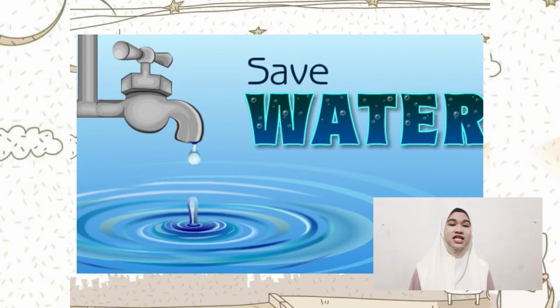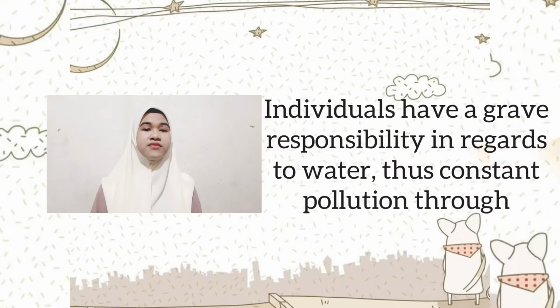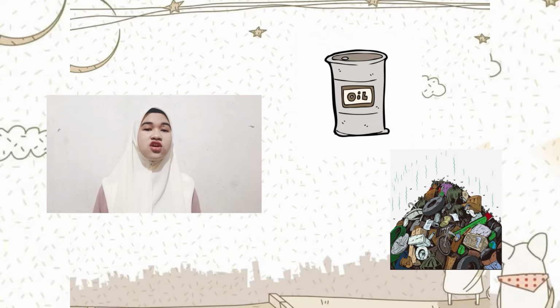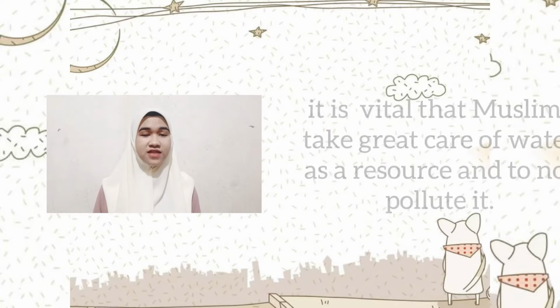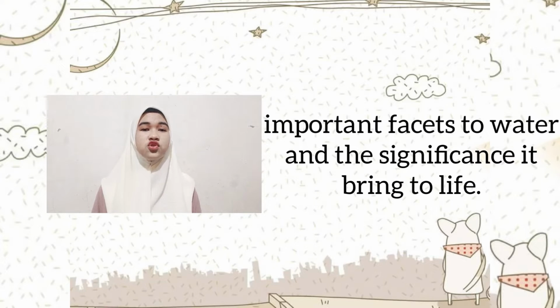Islam is an ethical teaching that requires taking responsibility for water pollution by implementing strategies to reduce it. Individuals have a grave responsibility in regards to water. Thus, constant pollution through human activities such as oil and garbage is heavily concerning. Through Islam, it is vital that Muslims take great care of water as a resource and do not pollute it. This then guides individuals to do good deeds by allowing them to acknowledge the important facets of water and the significance it brings to life.